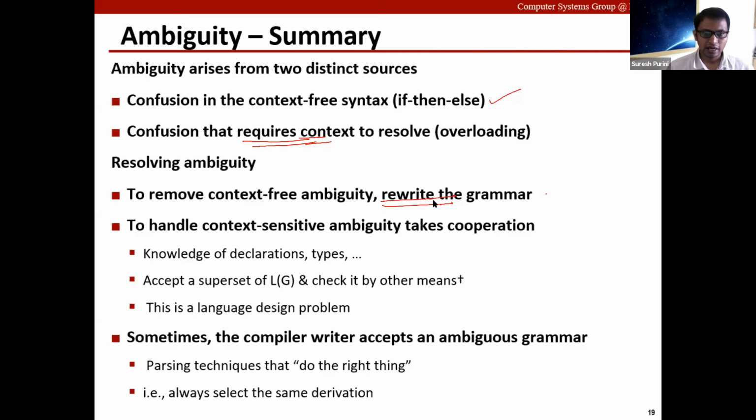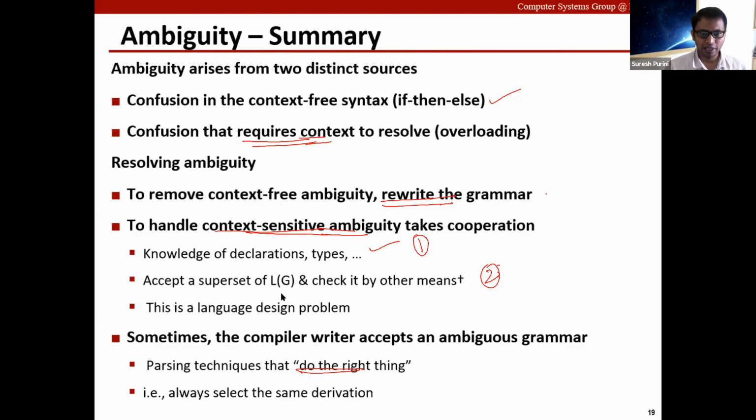Okay. The other approach is you tell the parser to do the right thing. Okay, that is the other approach. And in order to handle context sensitive ambiguity, which we have seen just now, we need to know type information, and this is one approach: knowing the type information, where the lexical analyzer looks at the symbol table and resolves the ambiguity. The second approach is what I have just said, that is you accept a superset of the language and then we resolve it in the later phases, like for example, during the semantic analysis phase.